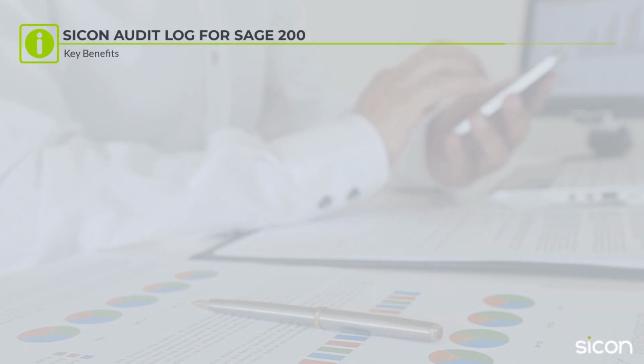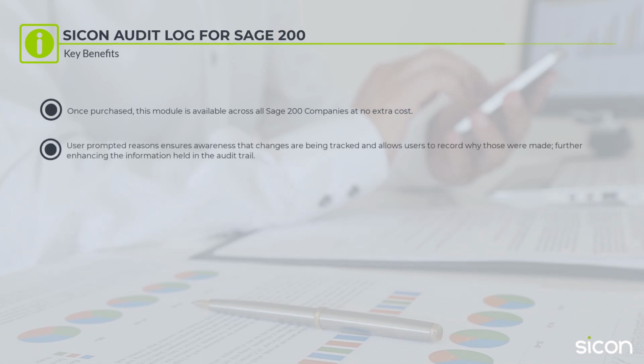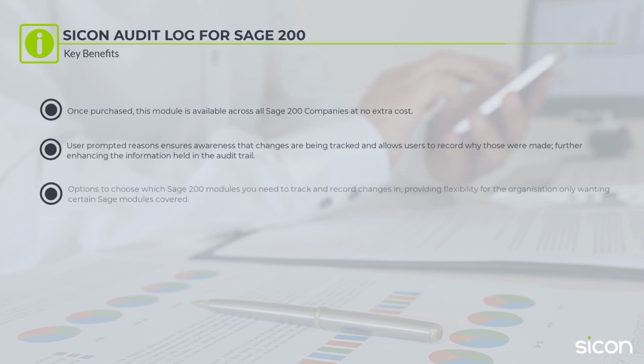Key benefits. Once purchased, this module is available across all Sage 200 companies at no extra cost. User-prompted reasons ensures awareness that changes are being tracked and allows users to record why those were made, further enhancing the information held in the audit trail. Options to choose which Sage 200 modules you need to track and record changes in, providing flexibility for the organisation only wanting certain Sage modules covered.